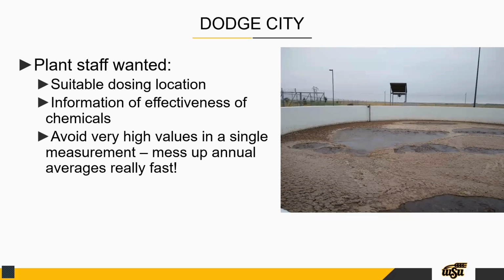So they asked me out. They wanted a suitable dosing location. They wanted information on the effectiveness of chemicals. And they wanted to avoid that 6.4. So if they're doing process control testing and they see their numbers getting up to 2 or 3, I don't know what the number actually would be, then they're going to start dosing chemical to bring that down to avoid that high number that goes on the annual rolling average.